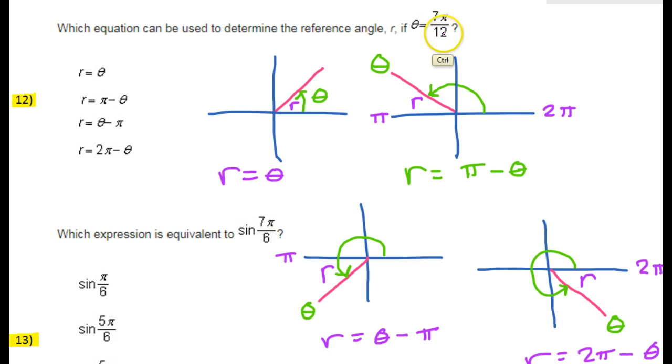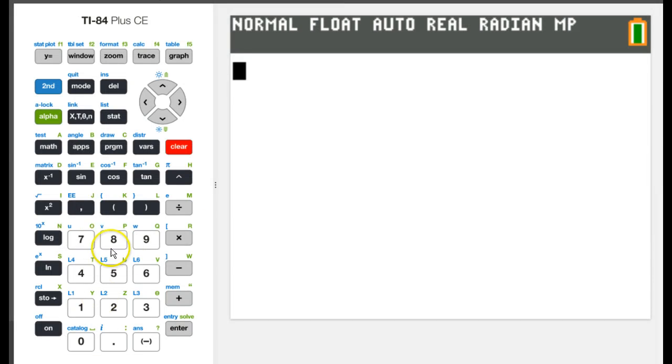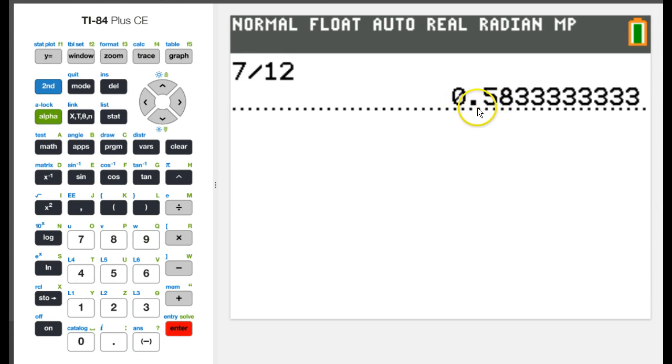So basically, back to this particular question, they're giving us 7 pi over 12. All we have to do is figure out which quadrant we're in, and then that will give us the answer. So here's what I like to do. I'm going to use my calculator to help me out. Let's just look at the 7 over 12 part. So 7 divided by 12, that is 0.58.